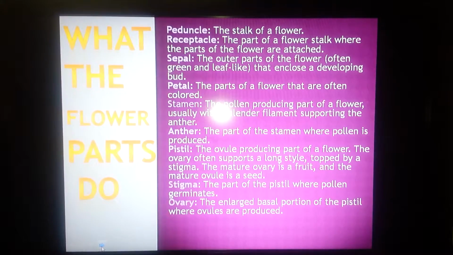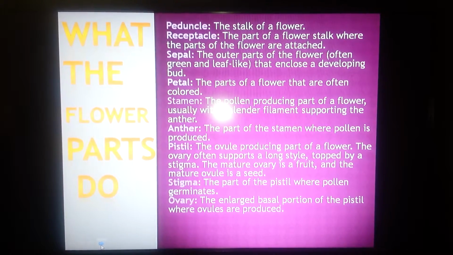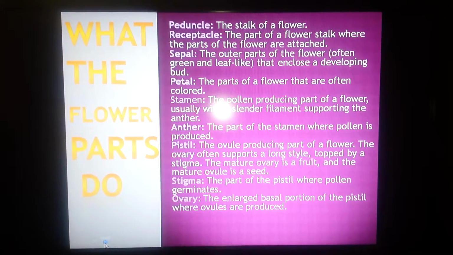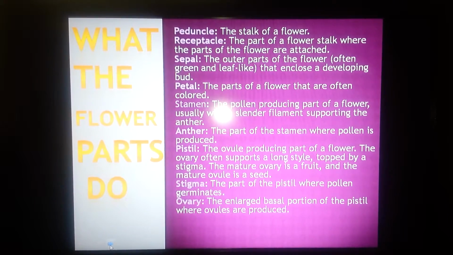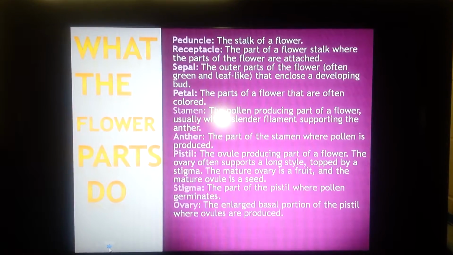The ovary often supports a long style, topped by a stigma. The mature ovary is a fruit, and the mature ovule is the seed. Stigma, the part of the pistil where pollen germinates. Ovary, the enlarged basal portion of the pistil where ovules are produced.